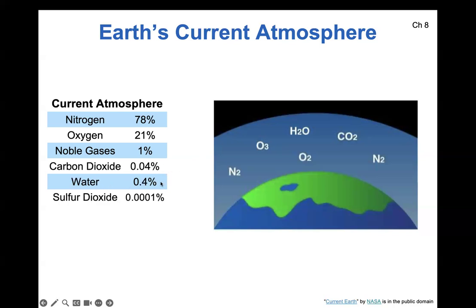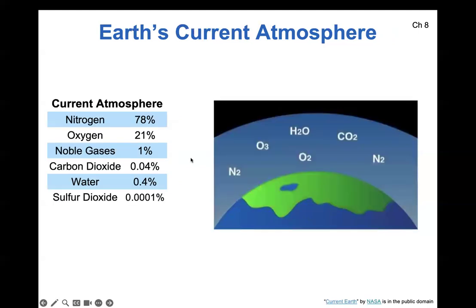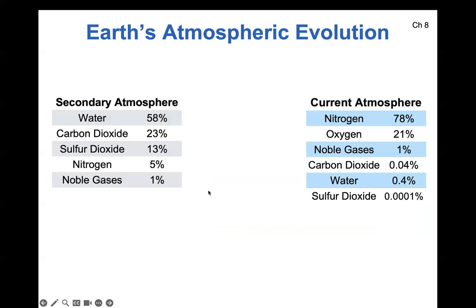Water is not a big part of our atmosphere, because the vast majority of water stays in the liquid phase. So water turning into a gas obviously happens. We have our whole water cycle. We got rain and clouds and mist and fog, but that's an overall tiny percentage of the available water on Earth. And sulfur dioxide, which was a big component in the secondary atmosphere at 13%, now is less than 1,000th of 1%. It's actually 1/10,000th of 1%. So how did we get here? How did the secondary atmosphere become the current atmosphere?